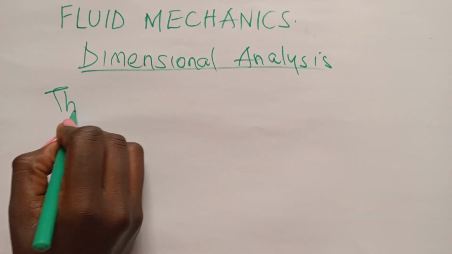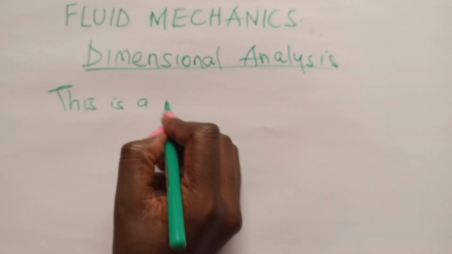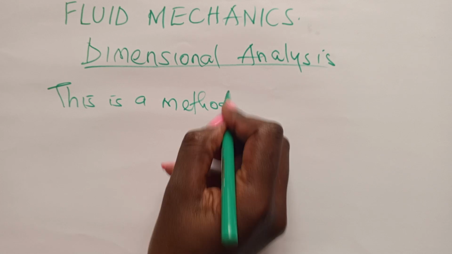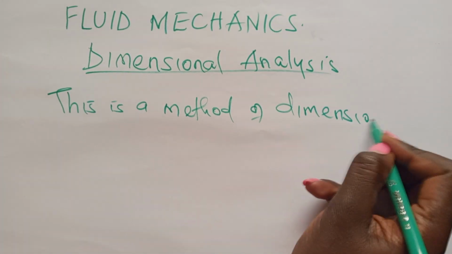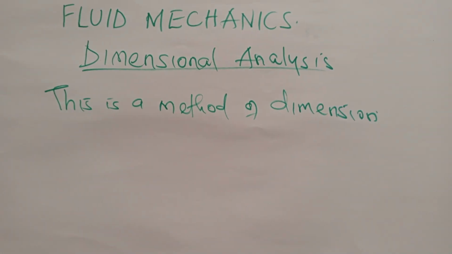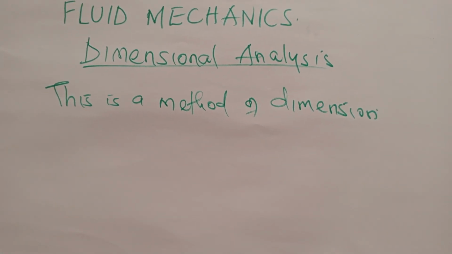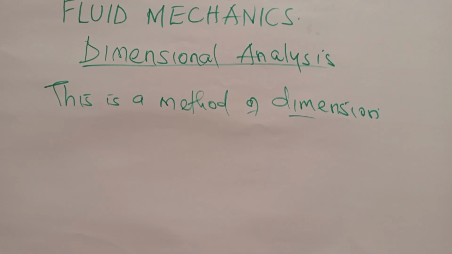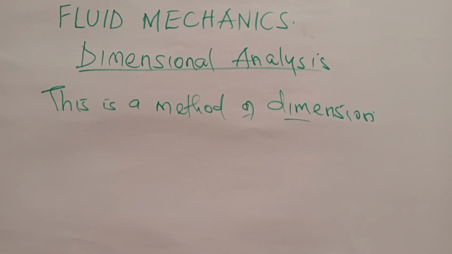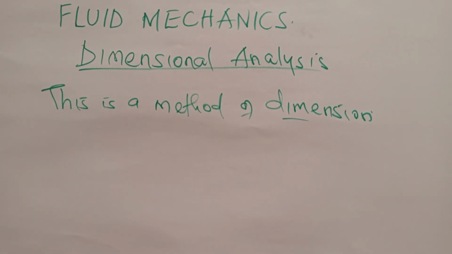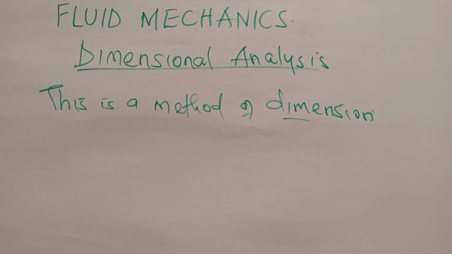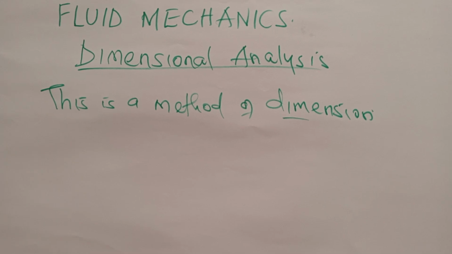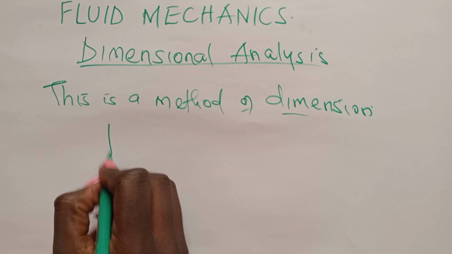So you can simply say that this is a method of dimensions. And in everyday life, if you've learned science, you'll find that you'll be dealing with dimensions and a number of equations. Now, in dimensional analysis, we are going to learn the relationship between quantities that are involved in an equation. For example, we have physical quantities.